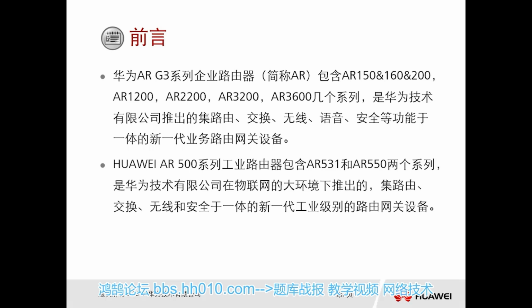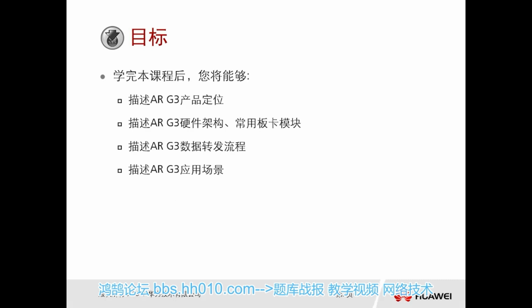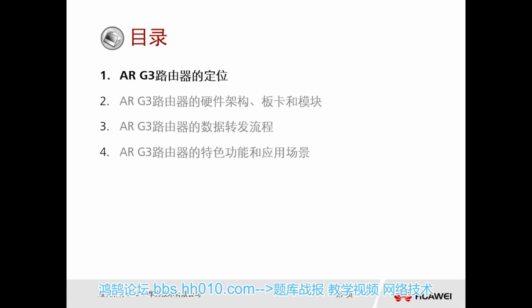The goal of this lesson is to complete the learning process. We need to understand the positioning of the HCIA AR G3 router as one of its products, one of its hardware architectures, the commonly used module boards, and a process of its data forwarding. Finally, one of its application scenarios. So these are the goals of this lesson. Everyone can take notes first.